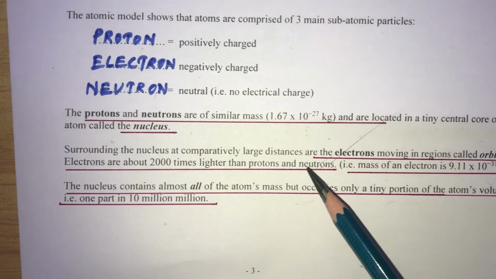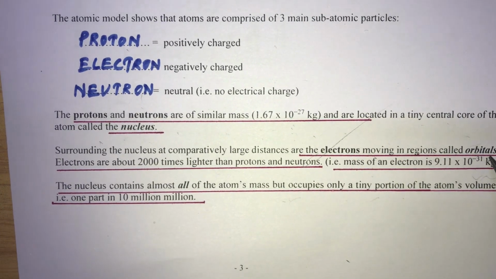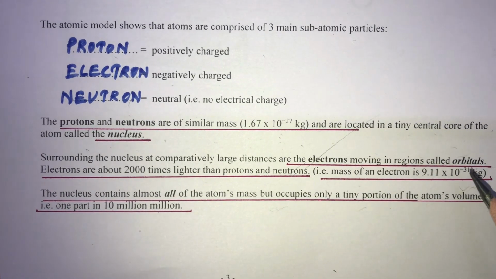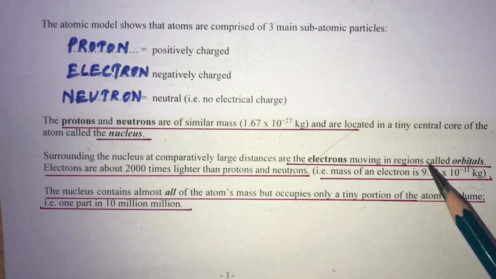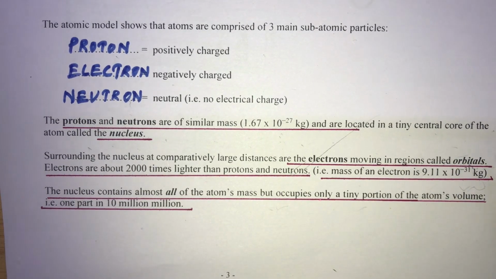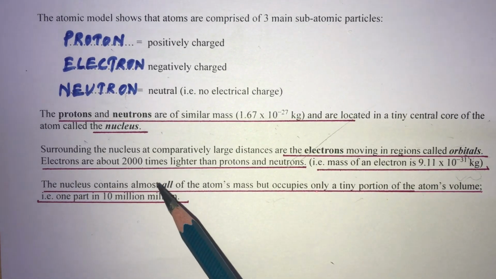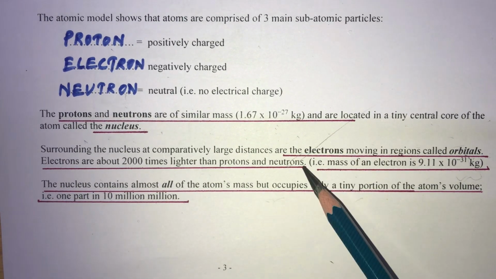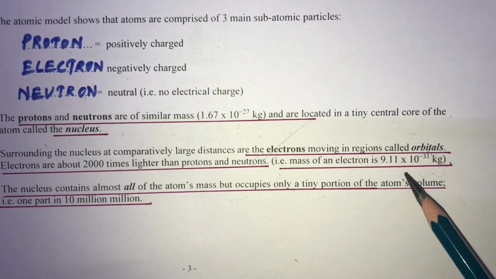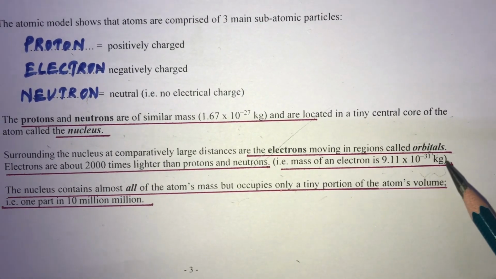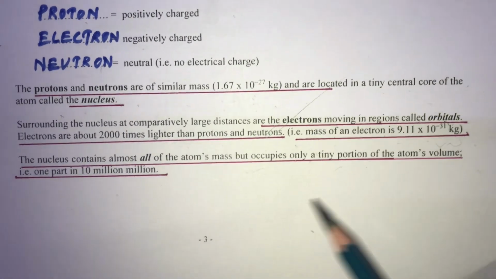Surrounding the nucleus, at a comparatively larger distance, the electrons are moving. That region is called orbitals. The orbital is the area where the electrons are moving. What is the path of the electron called? Orbital. Electrons are about 2000 times lighter than protons and neutrons. So the mass of the electron is 9.11 into 10 to the power -31 kilogram.